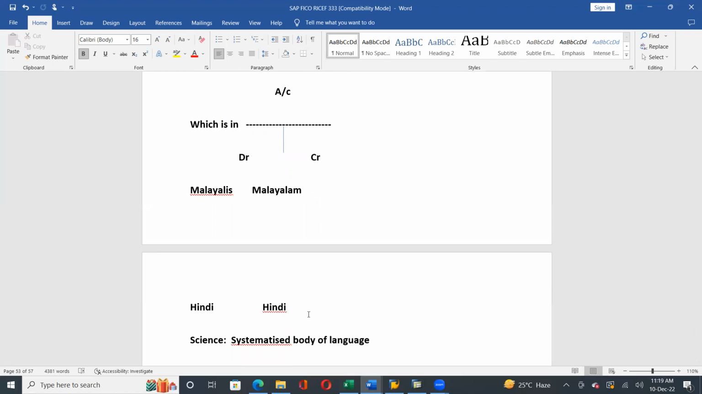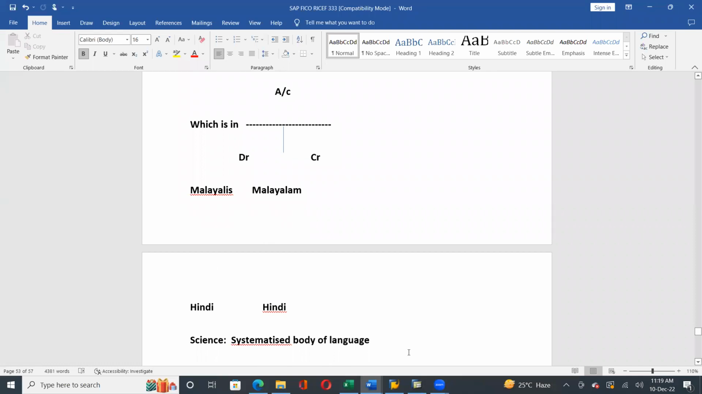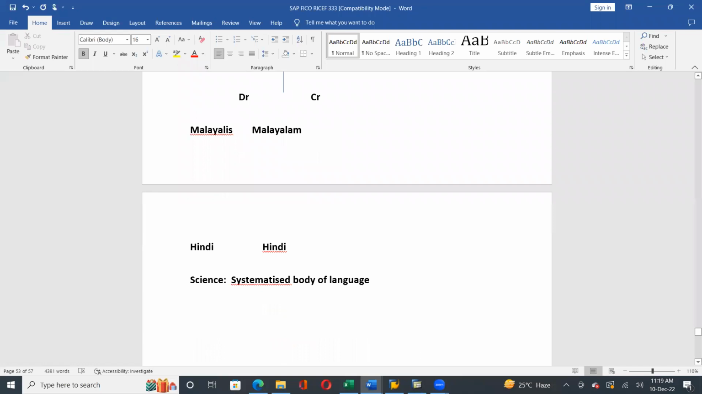So why we came to this particular topic, why salaries payable has been credited. Here, our accounting rules, we call it the traditional classification of accounting rules, whatever we call personal, real, and nominal.